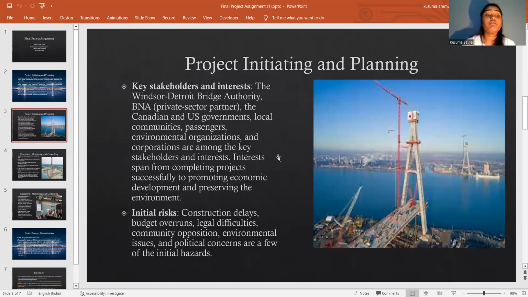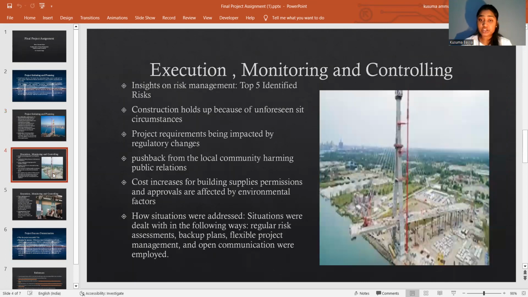So when it comes to the execution, monitoring, and controlling, here I have mentioned five identified risks in the execution. So there are unexpected site conditions that cause construction delays, regulatory modifications that affect project requirements, resistance from the local community that damages its reputation, potential construction related price increases, and environmental factors that influence the regulatory approval process.